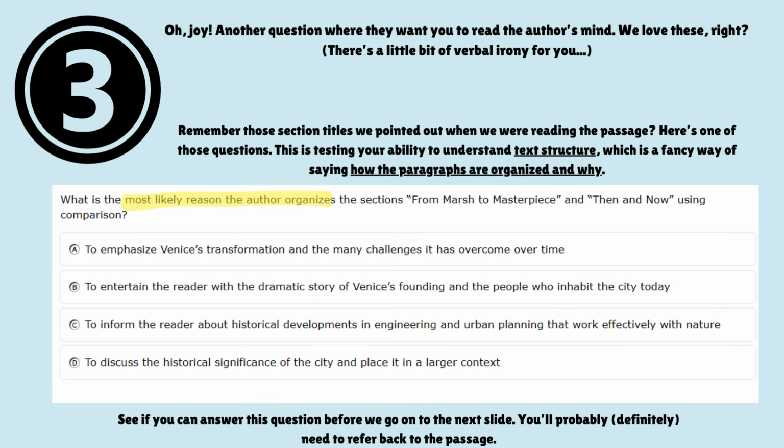Okay, so we're going to have to go back in the passage to really break down what was going on in each of those sections, and we're going to do that. But first, let's read our answer choices so they're in the back of our mind. A, to emphasize Venice's transformation and the many challenges it has overcome over time. B, to entertain the reader with the dramatic story of Venice's founding and the people who inhabit the city today. C, to inform the reader about historical developments in engineering and urban planning that work effectively with nature. D, to discuss the historical significance of the city and place it in a larger context.